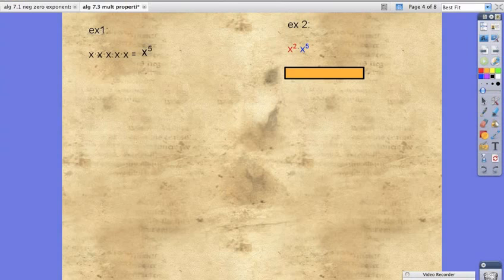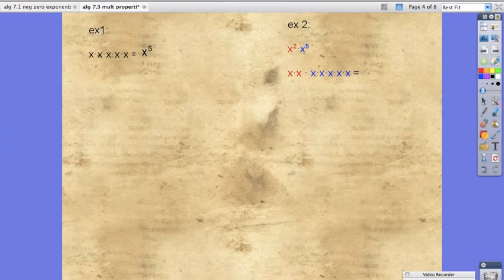For example 2, we've simplified it a little bit more. We have x squared times x to the fifth power. Notice x squared is in red and x to the fifth is in blue. So when I expand it, x squared is x times x in red, and x to the fifth is x times x times x times x times x in blue.